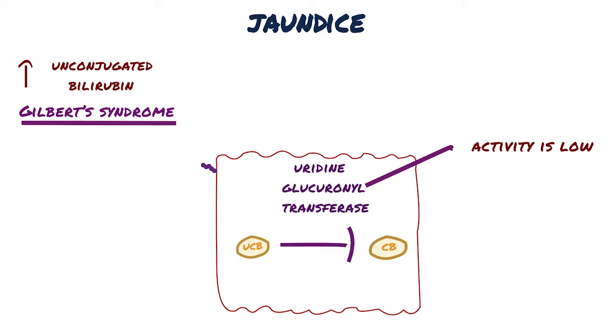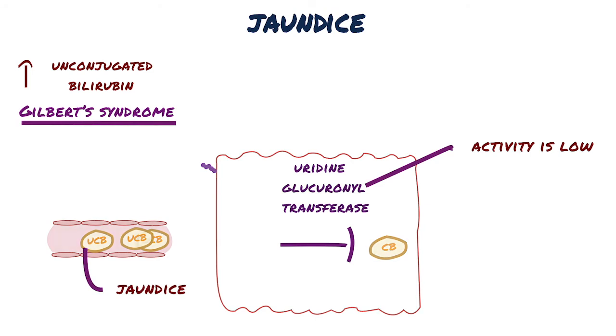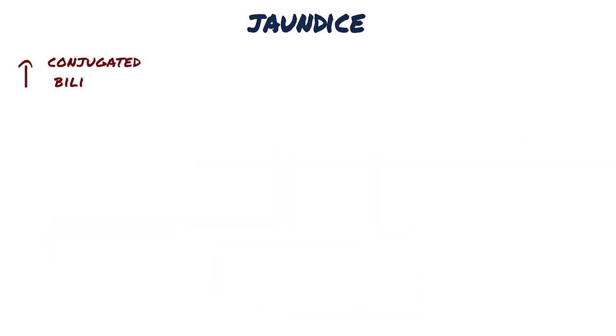Gilbert syndrome is where the uridine glucuronyl transferase enzyme activity is low and has a hard time cranking up when needed. Unfortunately, if something comes along that increases hemolysis, like infection, stress, or starvation, the unconjugated bilirubin load will increase, which can easily overwhelm these hepatocytes, cause buildup of unconjugated bilirubin in the blood, and lead to jaundice. What about increases in conjugated bilirubin?